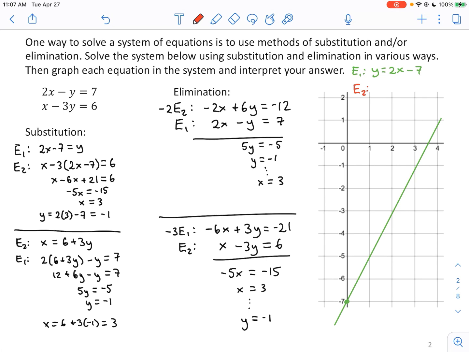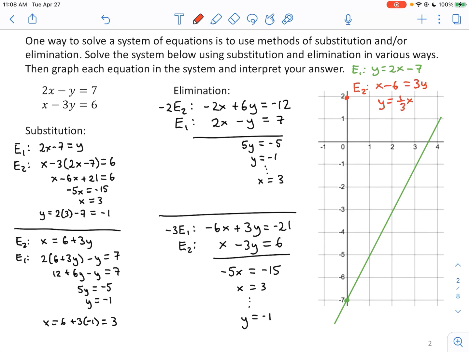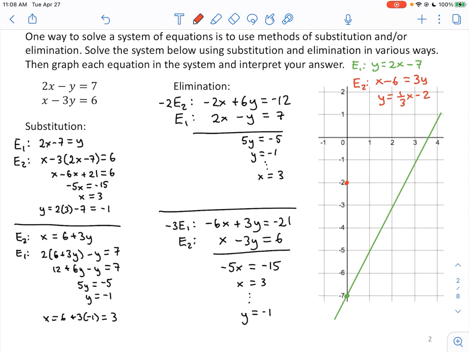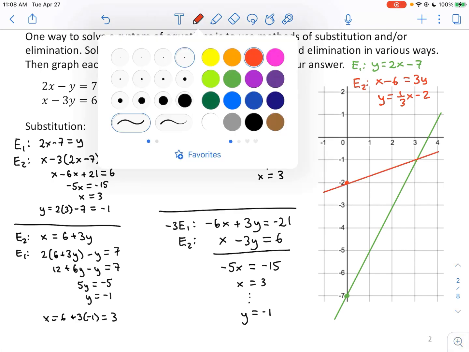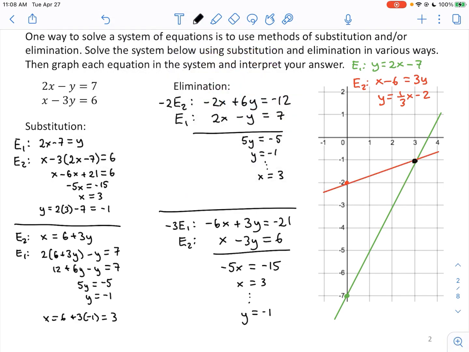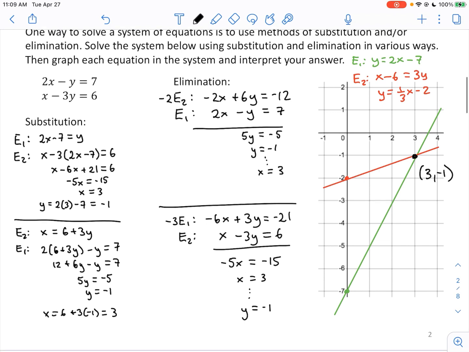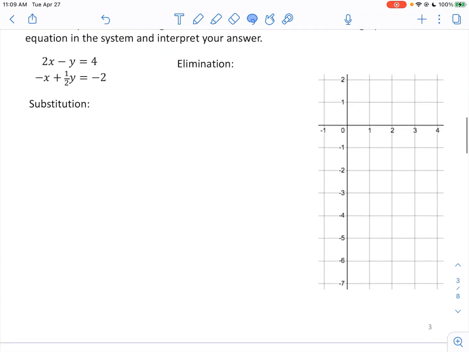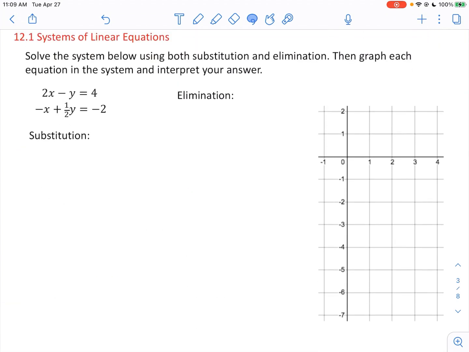Solve equation 2 for y. Subtract 6 from both sides. So we have x minus 6 is equal to 3y. Therefore divide, we get minus 2. And the slope is 1/3. So that means if I do a run of 3, I should do a rise of 1 to get to another point. Okay, and then our solution, of course, is the point of intersection. This is the point that satisfies both the red and the green equations. You might be able to surmise then, if you have two lines with different slopes, there will always be a point of intersection somewhere. Solve the system below using both substitution and elimination.